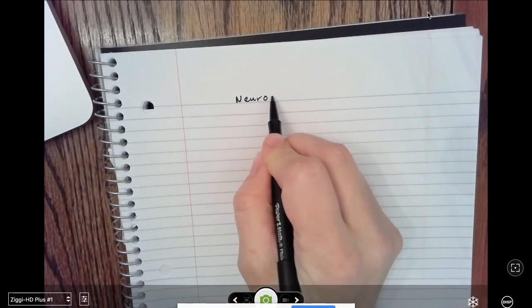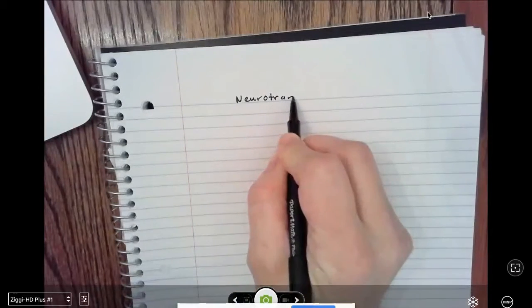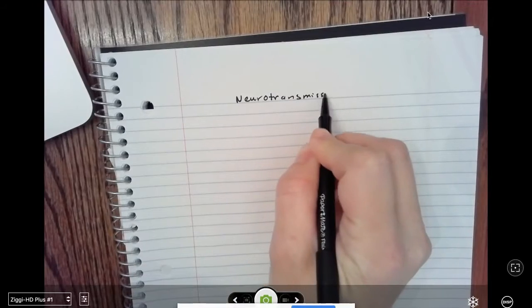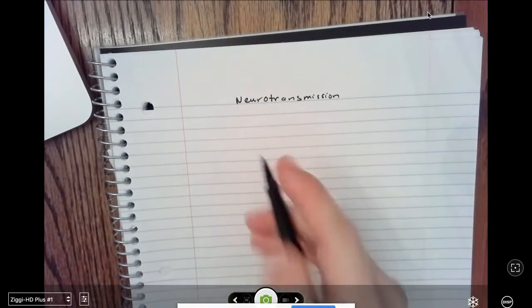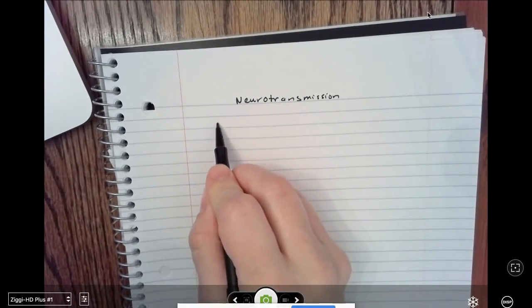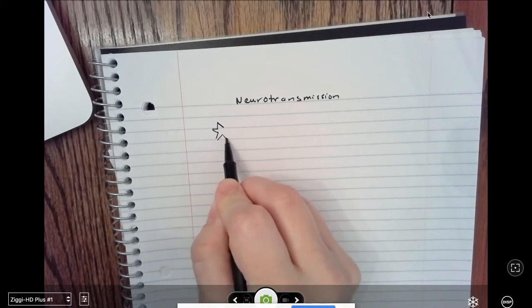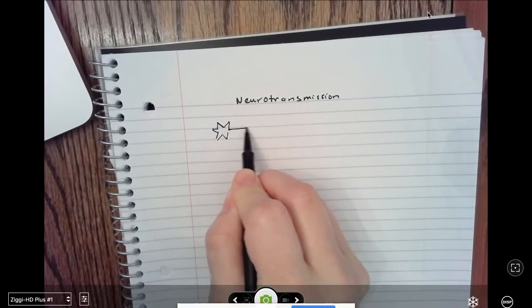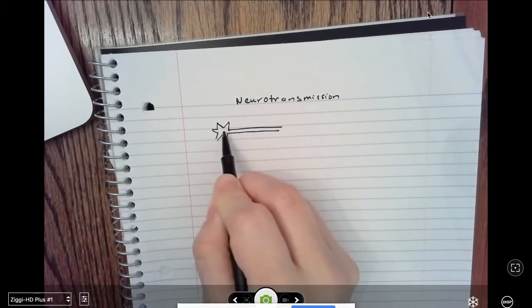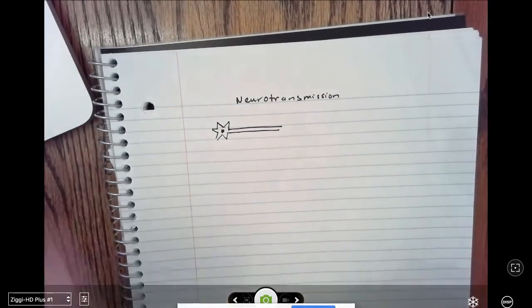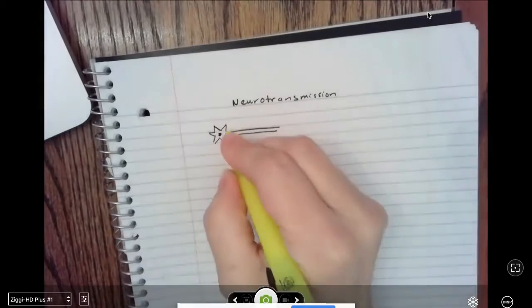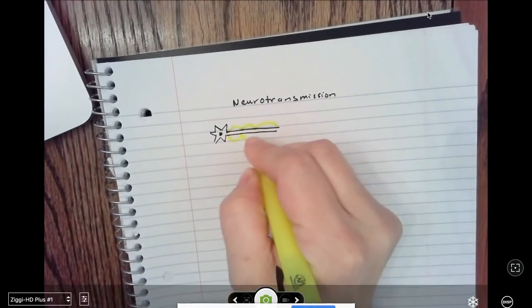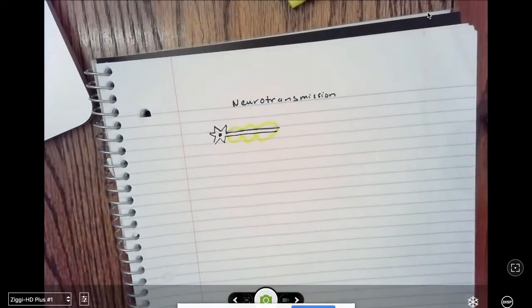So this is going to be neurotransmission, and that is going to be communicating between two neurons. So let's go ahead and sketch what that looks like big picture, then we're going to zoom in on a more molecular level. So let's go ahead and draw two neurons, like that.